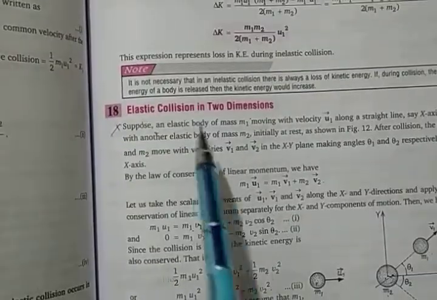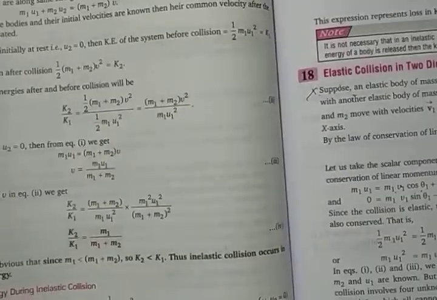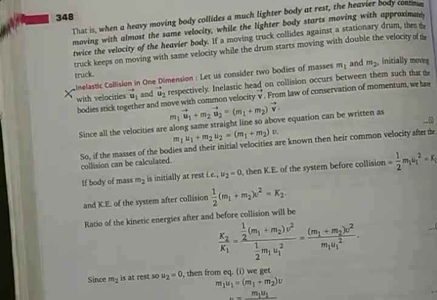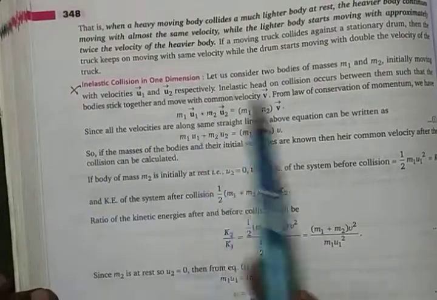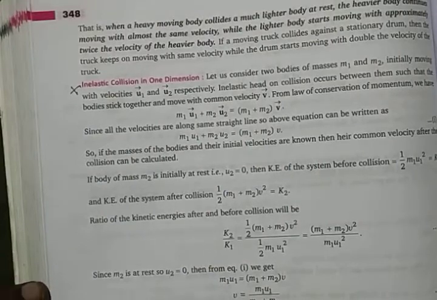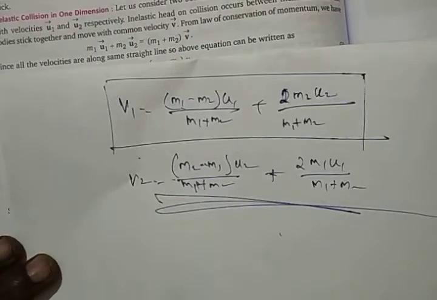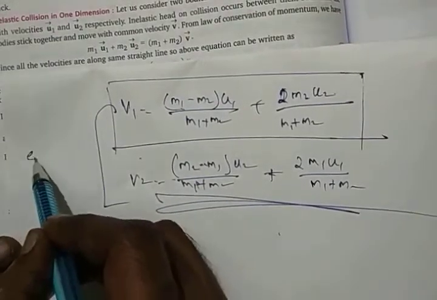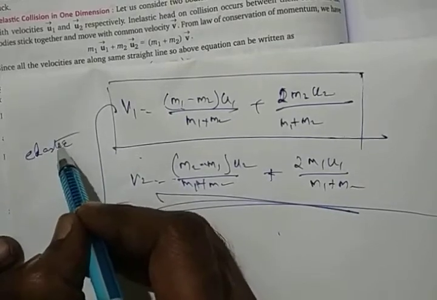So there was a 2-dimensional collision. I told you don't do it. You need not do that. And also inelastic collision. There are 2 collisions, elastic collision and inelastic collision. So inelastic collision, you don't do that. So the bigger picture is, this formula comes only under a very important type called elastic collision.